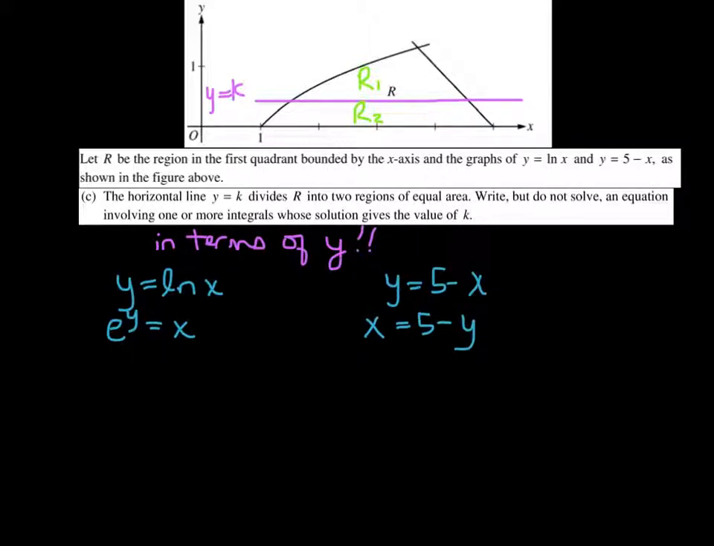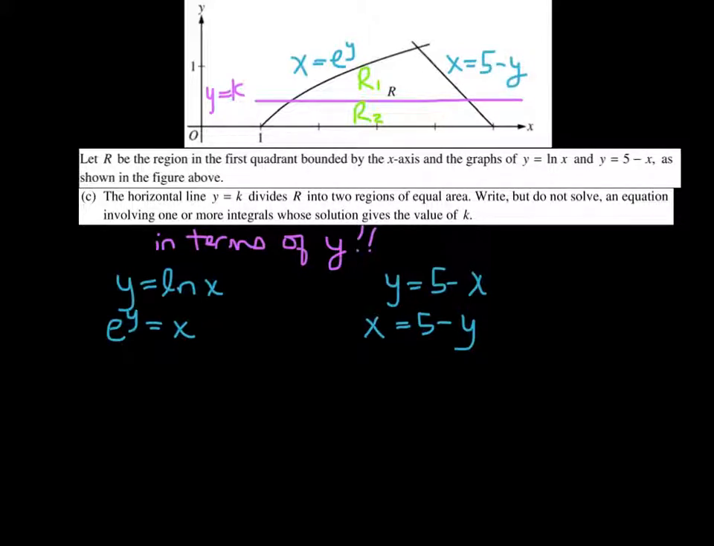Okay, so I have those two equations now in terms of y. So I'm going to write those up on my graph. Instead of y equals, I have x equals e to the y, and over here I have x equals 5 minus y. Okay, so those are my two curve names.